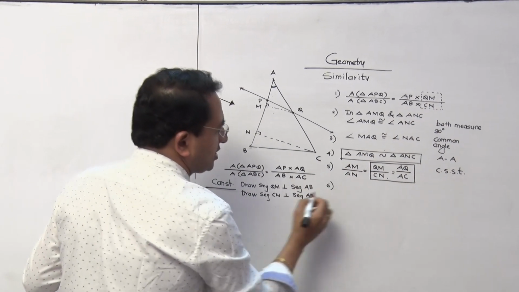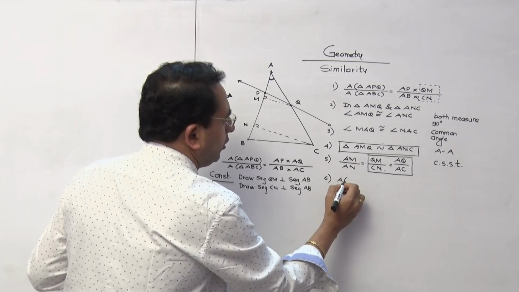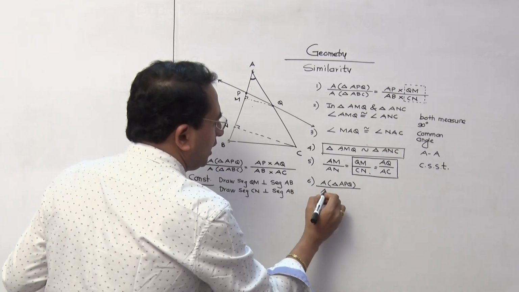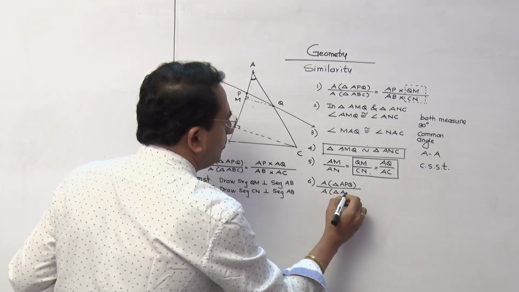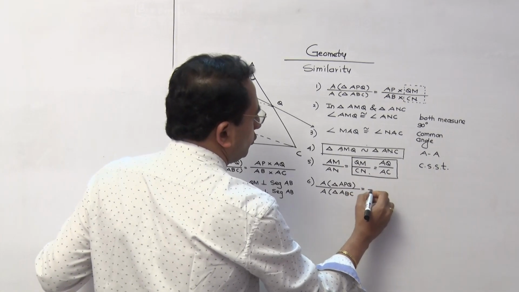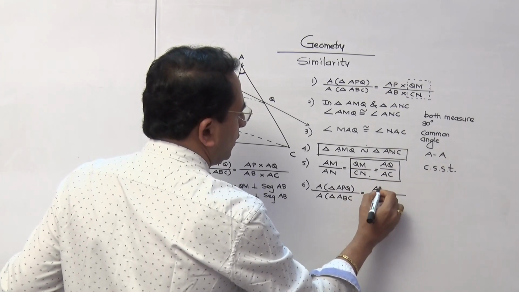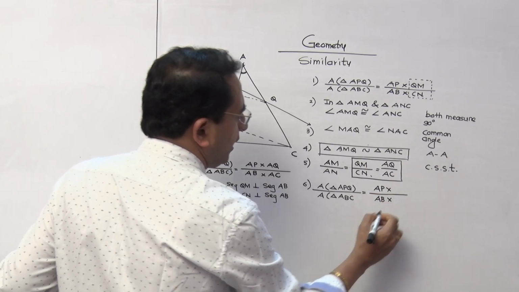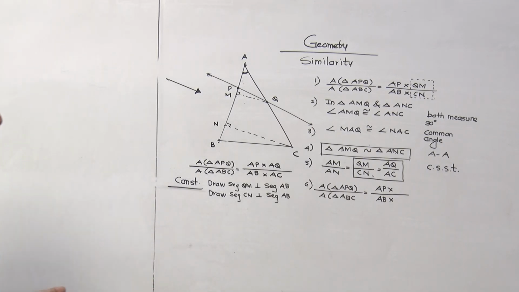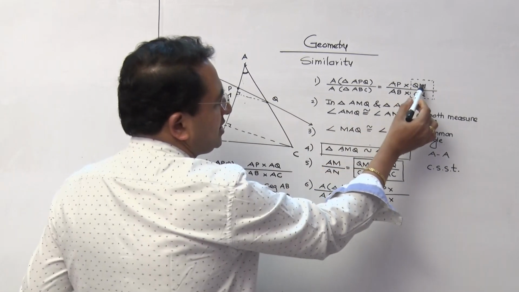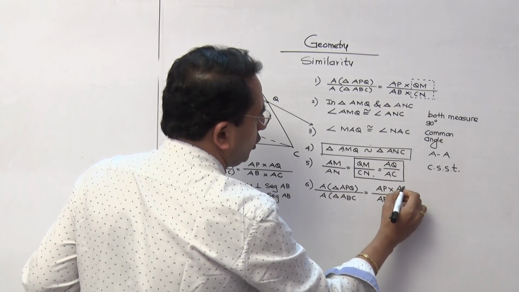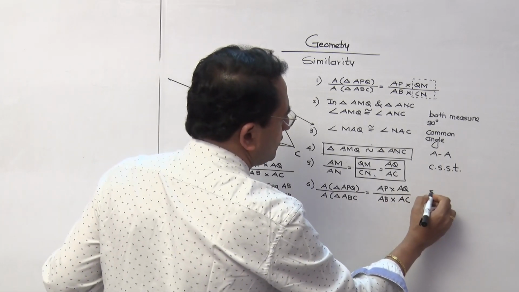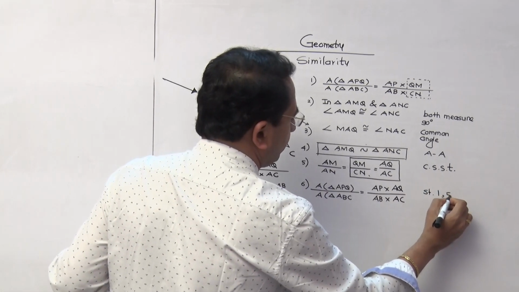So statement number 6, I can write area of triangle APQ upon area of triangle ABC, that is equal to, what we should write? AP multiplied by, this is AB multiplied by. That is what we basically require, but QM upon CN is nothing but AQ upon AC. The reason of this is from statement number 1 and 5.